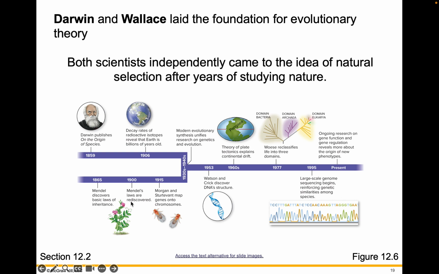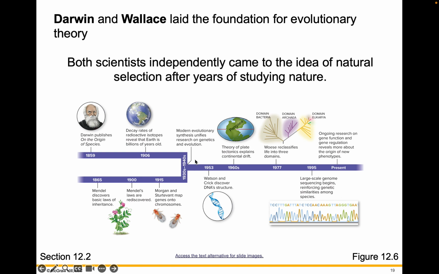All right, so Mendel's laws were continued to be worked on. Some other scientists were able to map genes onto chromosomes. We also have decay rates of isotopes that reveal that the Earth is billions of years old. So up until the early 1900s, we didn't really have any solid, quantifiable evidence about how old the Earth really was. And this fits nicely with Darwin's On the Origin of Species. Evolution takes a long time, sometimes, and sometimes it can happen quickly, but generally speaking, evolutionary change is usually gradual and slow.